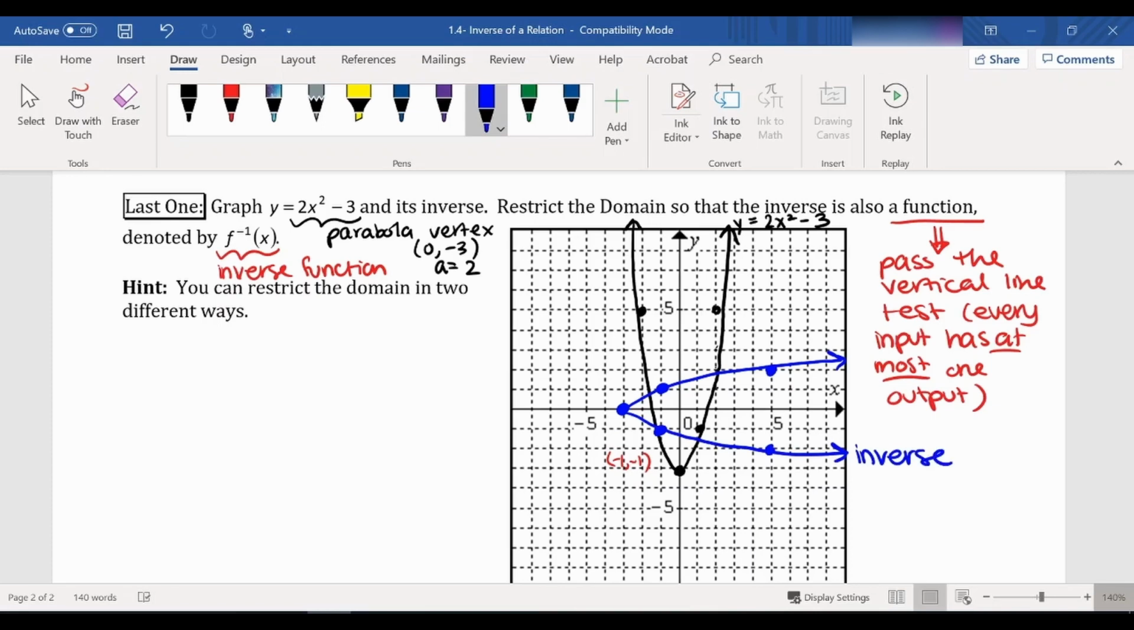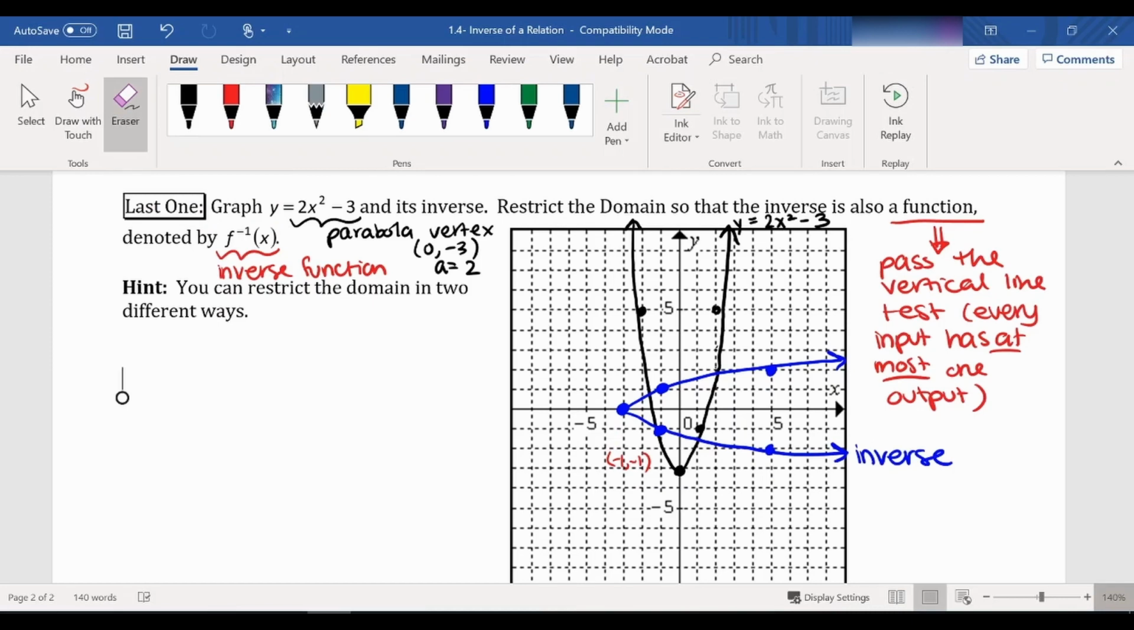This would not be a function right now, because if I draw a vertical line anywhere through this graph, it's going to cross twice. All right. So the question is asking us to restrict the domain so that the inverse is also a function. So in order for this inverse to be a function, we would have to have either only the top part or only the bottom part. Okay.